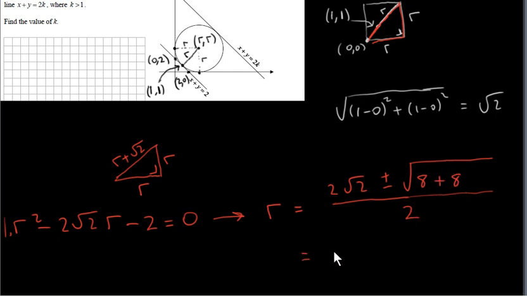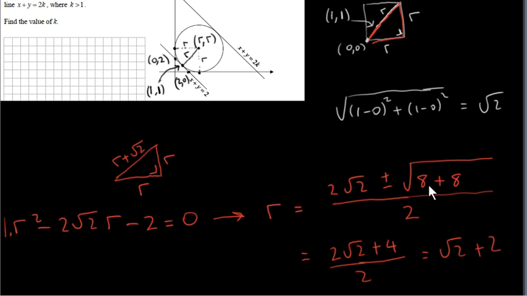So r is taking the positive square root. We have 2 root 2 plus the square root of 16, which is 4. This is divided by 2, so this simplifies to root 2 plus 2.